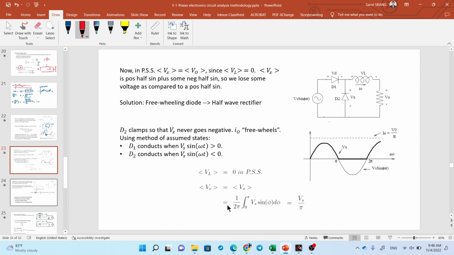So let's find the average value of V out. The average value of V out is the same as the average value of VH. Why? Because the average value of voltage here is 0, periodic steady state, right? So if you want to find the voltage on the load, you just find the average value of VH. That's right. Okay.